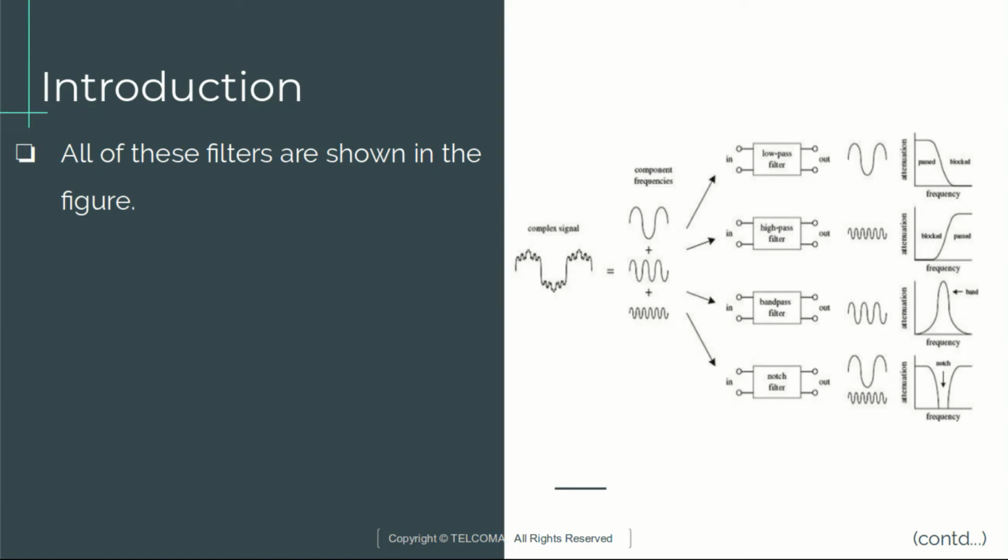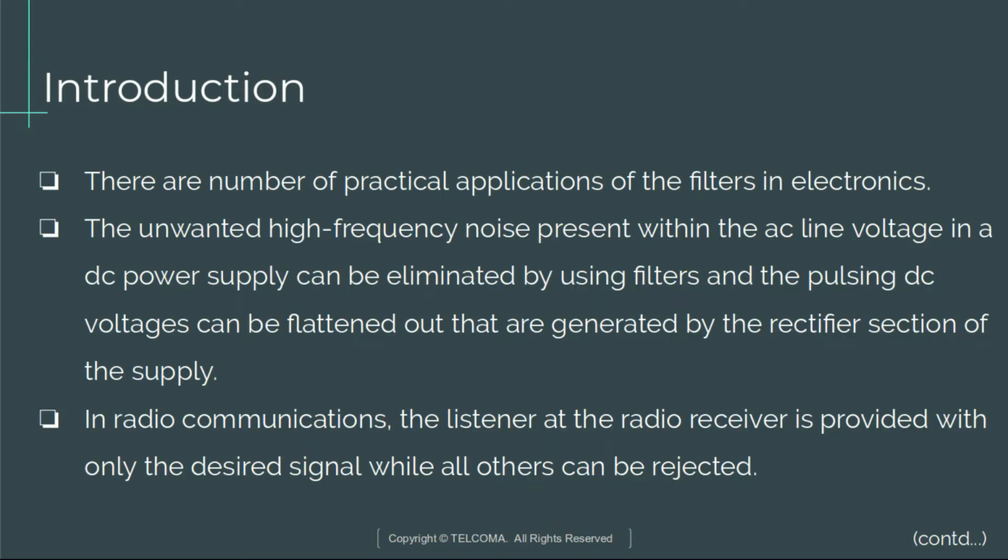A low pass filter passes low frequency components of an input signal, while a high pass filter passes high frequency components. A band pass filter passes a narrow range of frequencies centered around the filter's resonant frequency, while a notch filter, that is, a band reject filter, passes all frequencies except those within a narrow band centered around the filter's resonant frequency. There are a number of practical applications of filters in electronics.